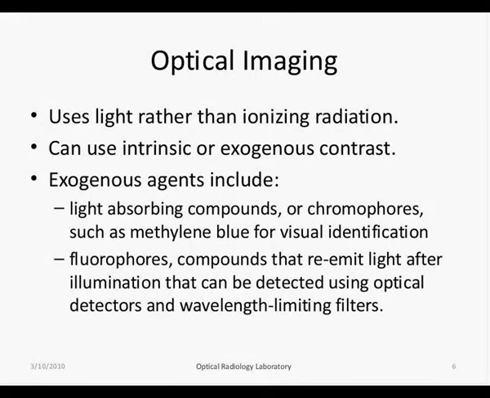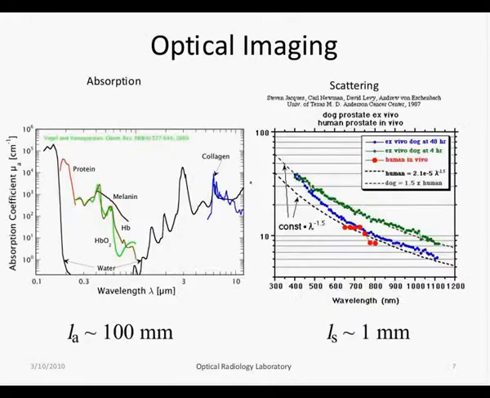Fluorophores, or compounds that re-emit light after illumination, can also be used, and they can be detected using optical detectors, again, such as photodiodes or digital cameras, using wavelength limiting filters. Because the compounds absorb light and then re-emit at a longer wavelength, the excitation and emission can be separated using optical filters.